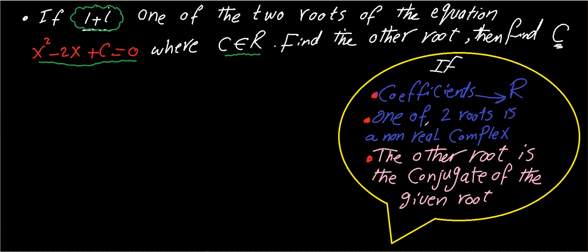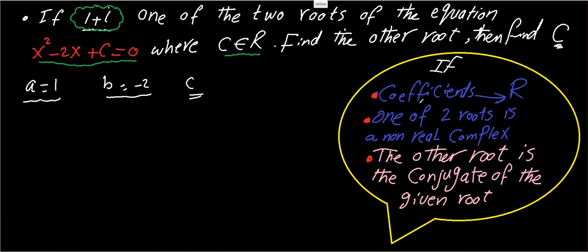Let's apply this remark. If 1 plus i is one of the two roots of the quadratic equation x power 2 minus 2x plus c, what about the coefficients here? a equals 1, the coefficient of x power 2, b equals negative 2, and c is the absolute term. All of these are real numbers. Here a is real, b is real, and c, he said, is a real number.